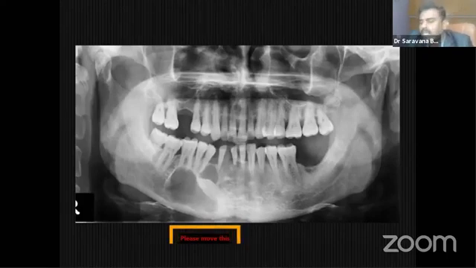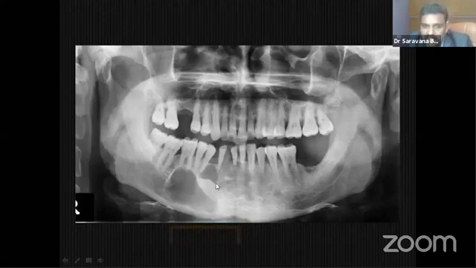Okay. Again, this is the picture. It is a very simple case. You can make out some radiolucent lesion here. Otherwise, we can call it an osteolytic lesion associated with the impacted tooth. Everybody can answer this. Most probably a dentigerous cyst. Okay, how to tell it is a dentigerous cyst? Look at the radiolucency. It starts from the CEJ of this impacted tooth here.